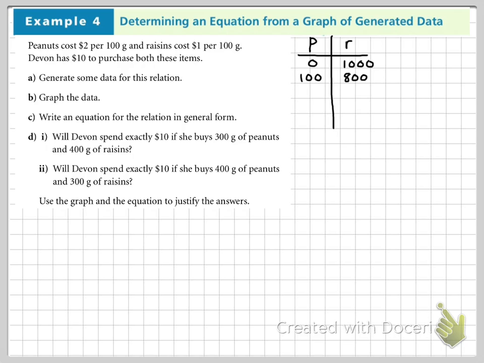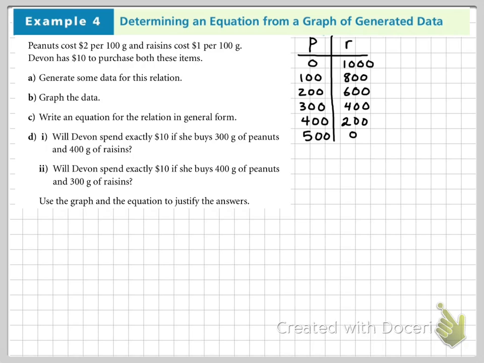If I went up and bought $4 worth, or 200 grams of peanuts, that cost me $4. That leaves me $6 to buy 600 grams of raisins. Following the same pattern, you can go all the way up to 500 grams of peanuts, and that would give me enough money to buy 0 grams of raisins. There's my chart. That's my data.